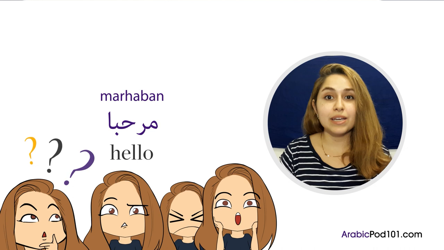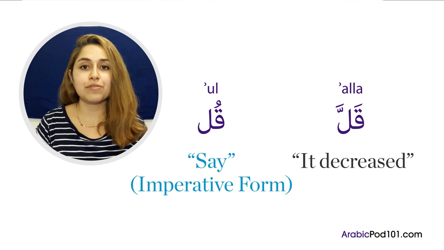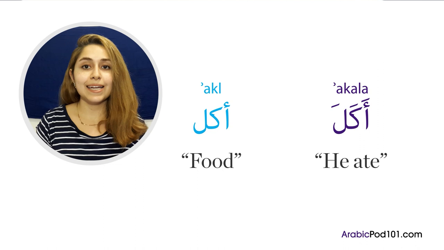For beginner Arabic learners, voweling signs are necessary in order to read Arabic text correctly. That means that you'll sometimes see words that look the same when they're unvoweled but have a different pronunciation. Let's see some examples for that. قل, say in the imperative form. قل, it decreased. أكل, food. أكل, he ate.